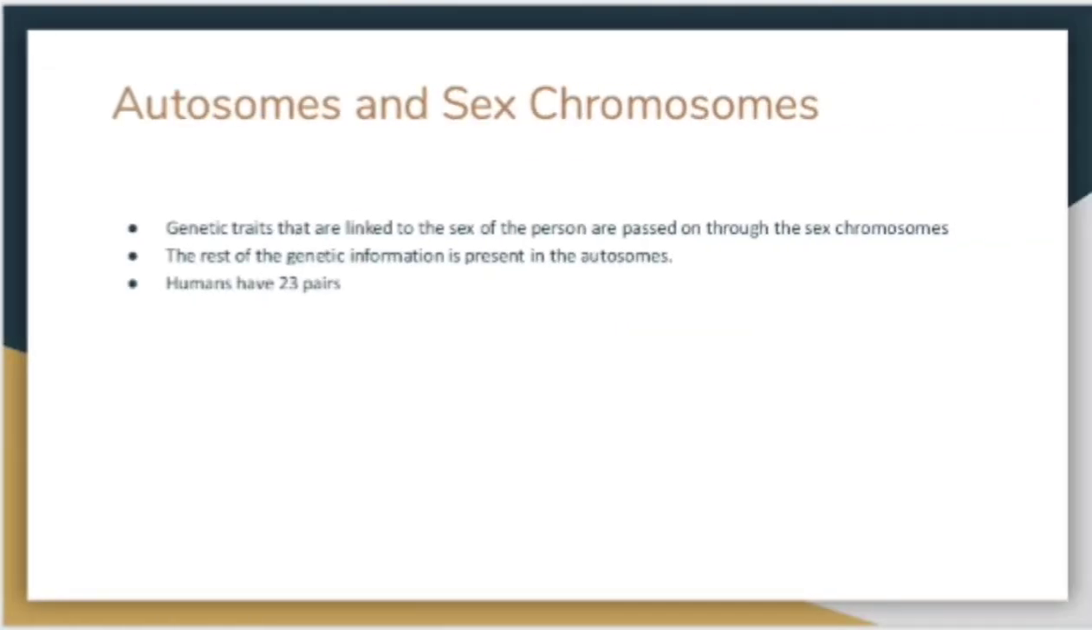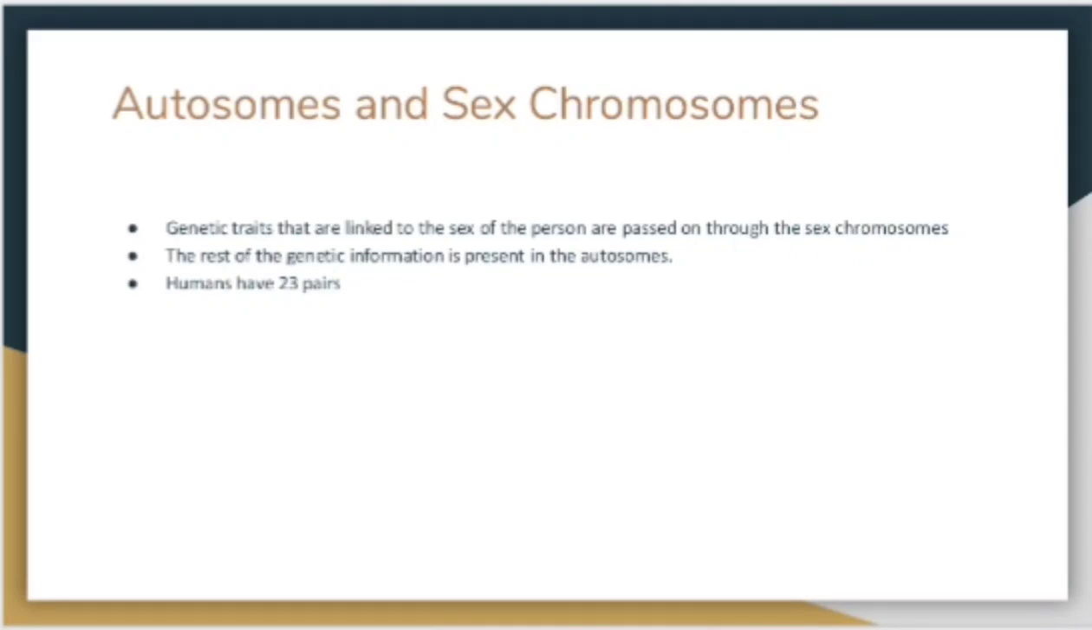Now, autosomes and sex chromosomes. Human chromosomes are of two types, that is autosomes and sex chromosomes. Genetic traits that are linked to the sex of the person are passed on through the sex chromosomes. The rest of the genetic information is present in the autosomes.